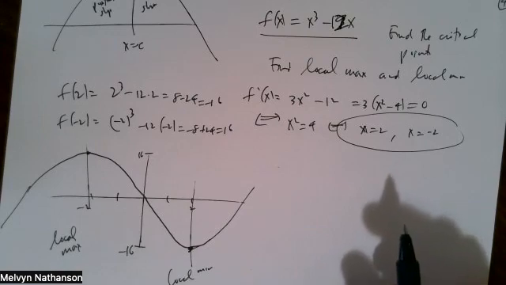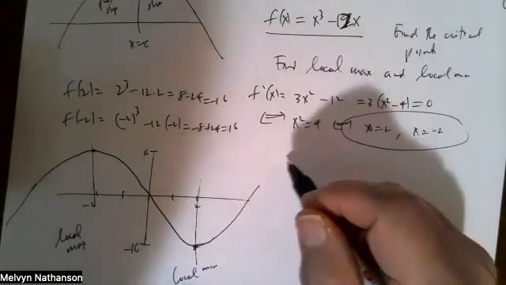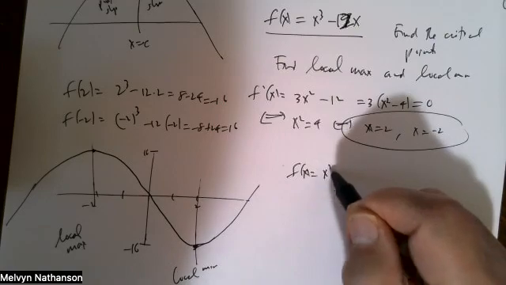It's very important to always remember that the converse is not true. You can have a critical point, but not have a local maximum or a local minimum. A simple example is if I take the cubic f of x equals x cubed.